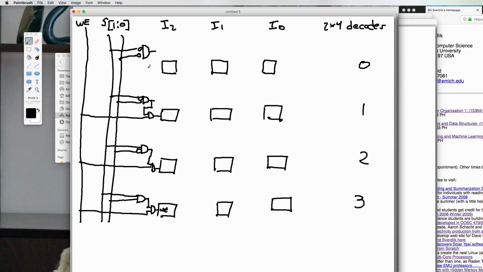And I am going to do the same thing over here. So here's the thing to notice. If I were to put 0, 0 on this line, there's going to be a 1 coming out of here. And if write enable is 1, there's a 1 coming out of here, there's a 1 going here. I have just set the write enable line high to this flip-flop.